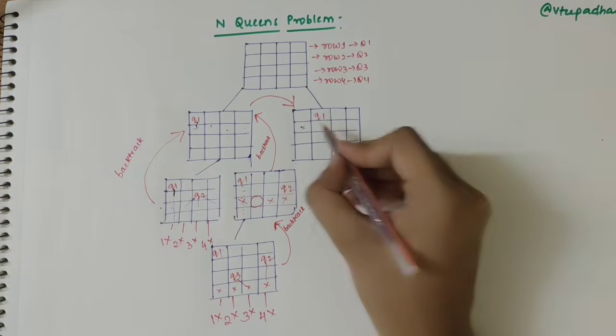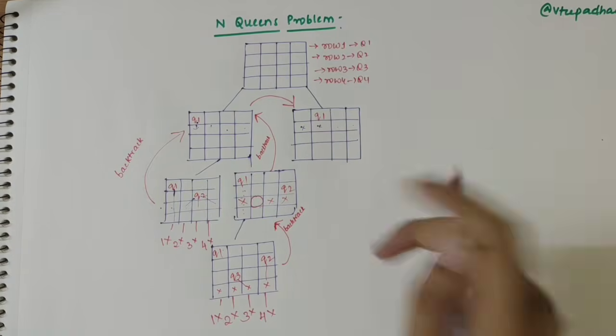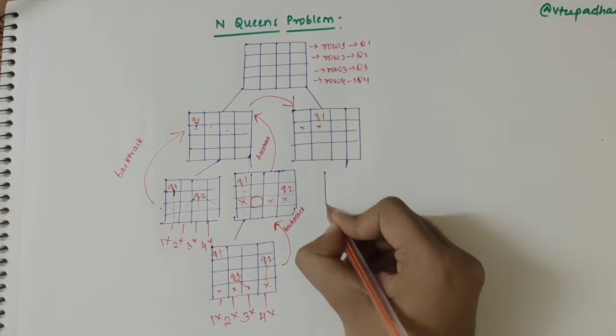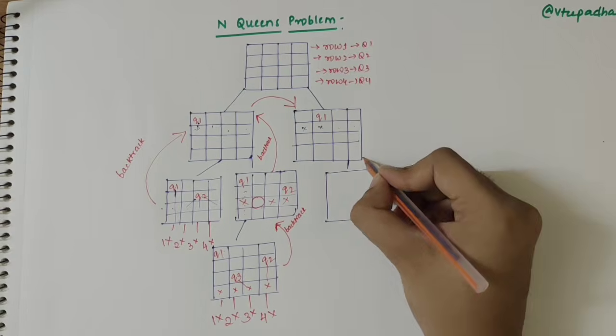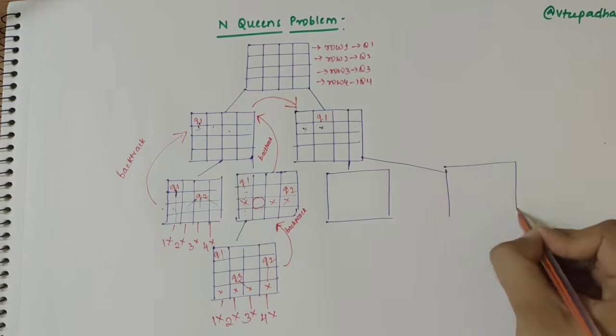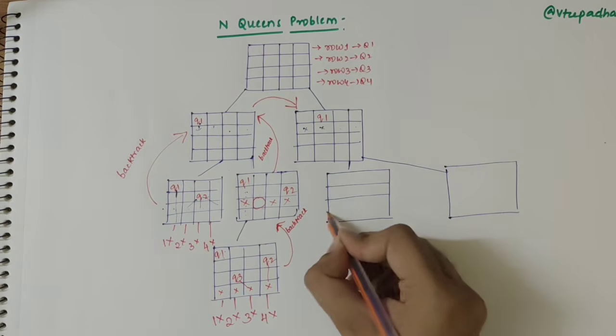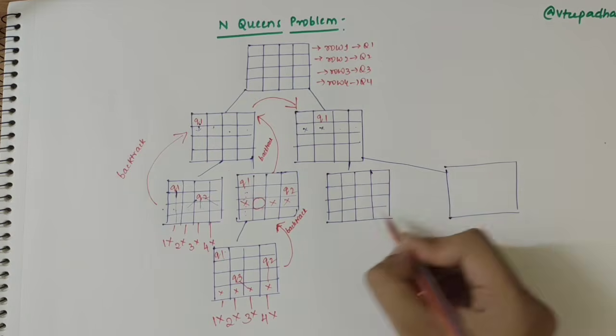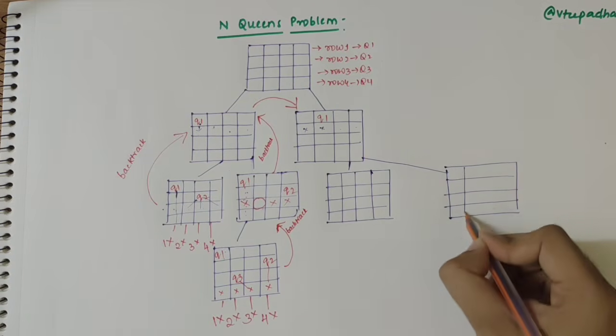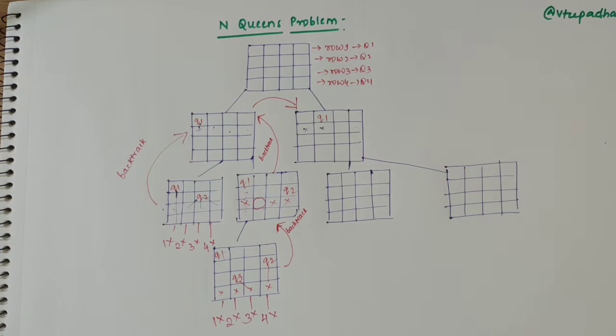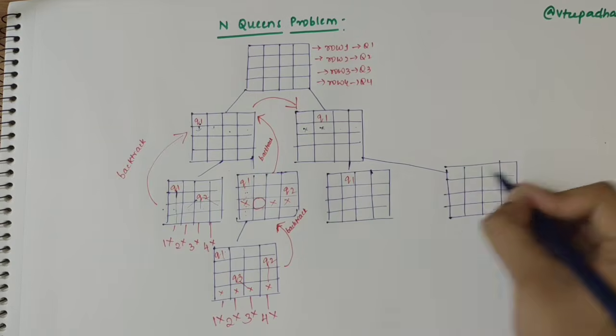Now Q2 cannot be placed here, nor here. Here or here, two possibilities are there for placing Q2. Let me check those two possibilities. This is the first box, first possibility, second possibility. Let me draw them. So Q1 was here.